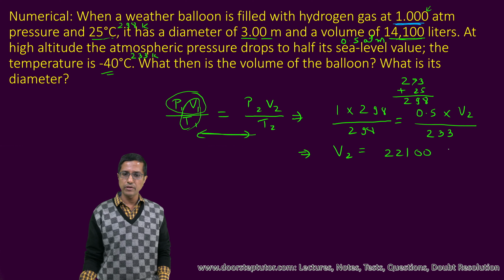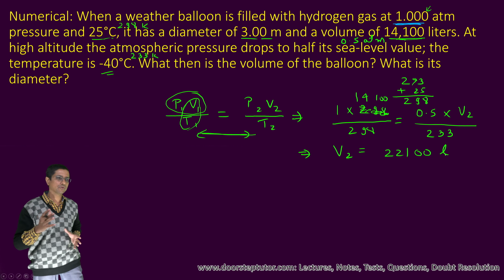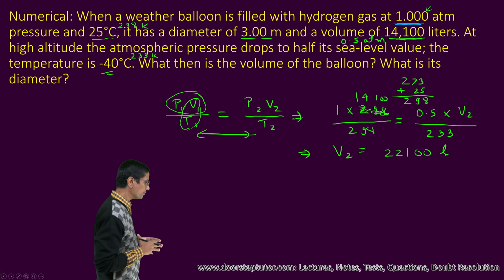The value of V2 is 22100. Sorry, this was supposed to be V1; I have written temperature here, which is incorrect. This should have been 14100, so this comes from here. This is the original volume, and this is the final volume which will come, and this is equal to 22100 liters.